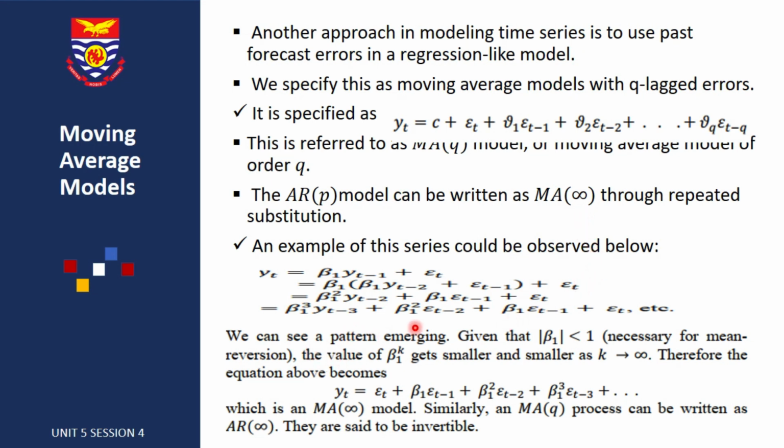And we can see a pattern emerging from this model, given that the beta coefficient is less than 1, which is necessary for mean reversion. The value of beta raised to the kth power gets smaller and smaller as we move on. Therefore, the equation above becomes Yt equal to the error term plus the shift coefficient multiplied by the error term, up to its finite value, or the last value. Similarly, the MA process can also be rewritten as such.